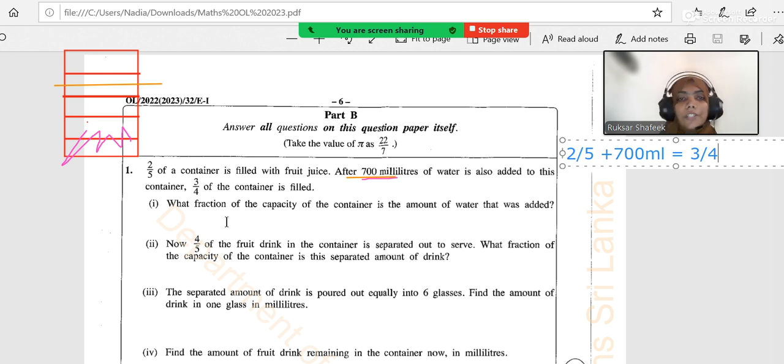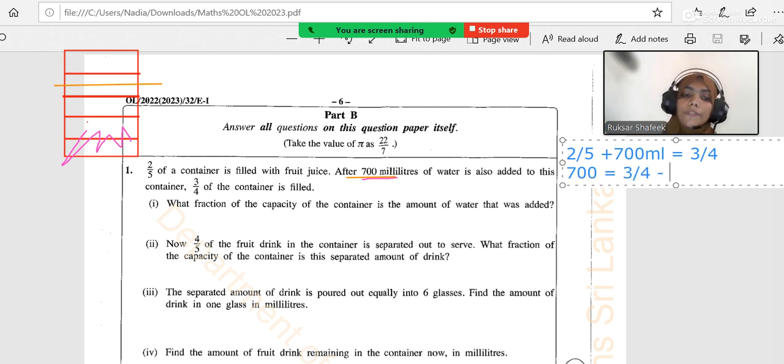Now let's look at the first question. What fraction of the capacity of the container is the amount of water that was added? So I need to give the capacity of the container of this 700 milliliters. So if to the fraction 2/5 you're adding 700 milliliters, the fraction changes to 3/4. Now 700 is also equal to 3/4 minus this 2/5, right? So when you subtract 2/5 from the 3/4, you need to get the answer 700 milliliters. So that's exactly what they're asking. They're asking you to give the fraction equivalent to this 700 milliliters. So how do I get that answer?